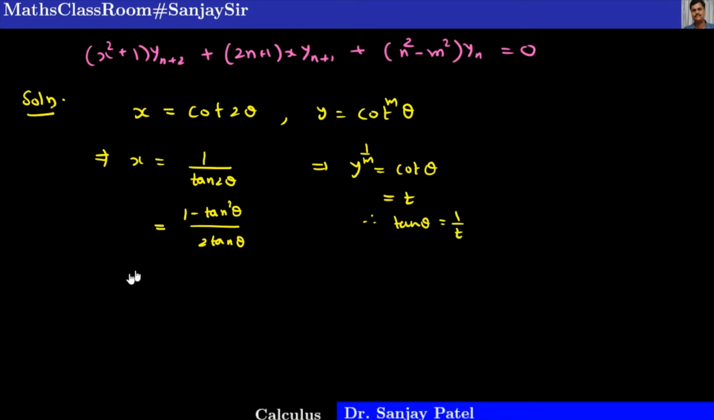That I can substitute here. So what I will get here in this first part is x is equal to 1 minus 1 upon t square, upon 2 into 1 upon t. Let us simplify this. So this gives us x is equal to t square minus 1 upon t square, and that t will be cancelled, so we'll get 1 upon t into 2.